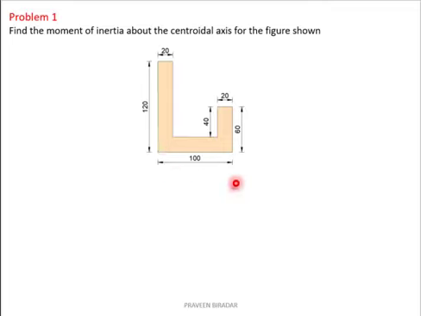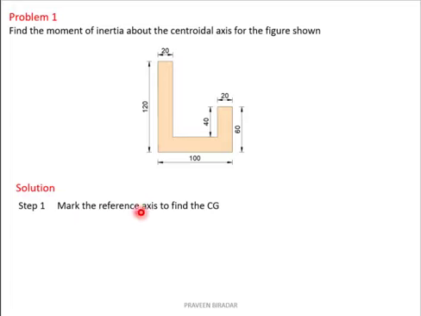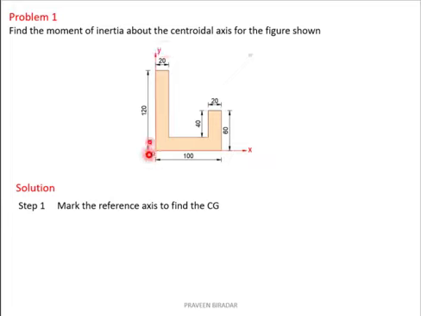Find the moment of inertia about the centroidal axis for the figure shown. So this is the given figure. They have not given any reference axis x or y, so by assuming, the first step is to mark the reference axis to find the CG. First you have to find out the CG. So this is the reference axis x and y for the given figure.